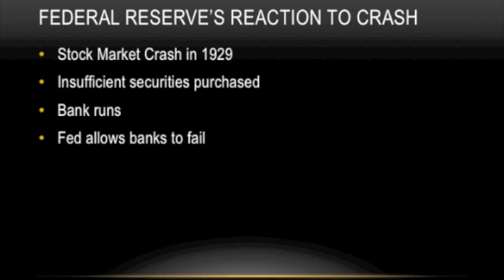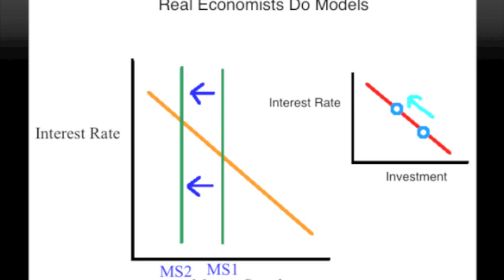The Federal Reserve bought few securities and dropped the interest rate from 6% to 4%, but this was not enough to counter the supply decline. The continuing drop in money supply caused bank runs, and instead of aiding the banks, the Fed let many of them fail entirely. Now let's look at some graphs because all the real economists do models.